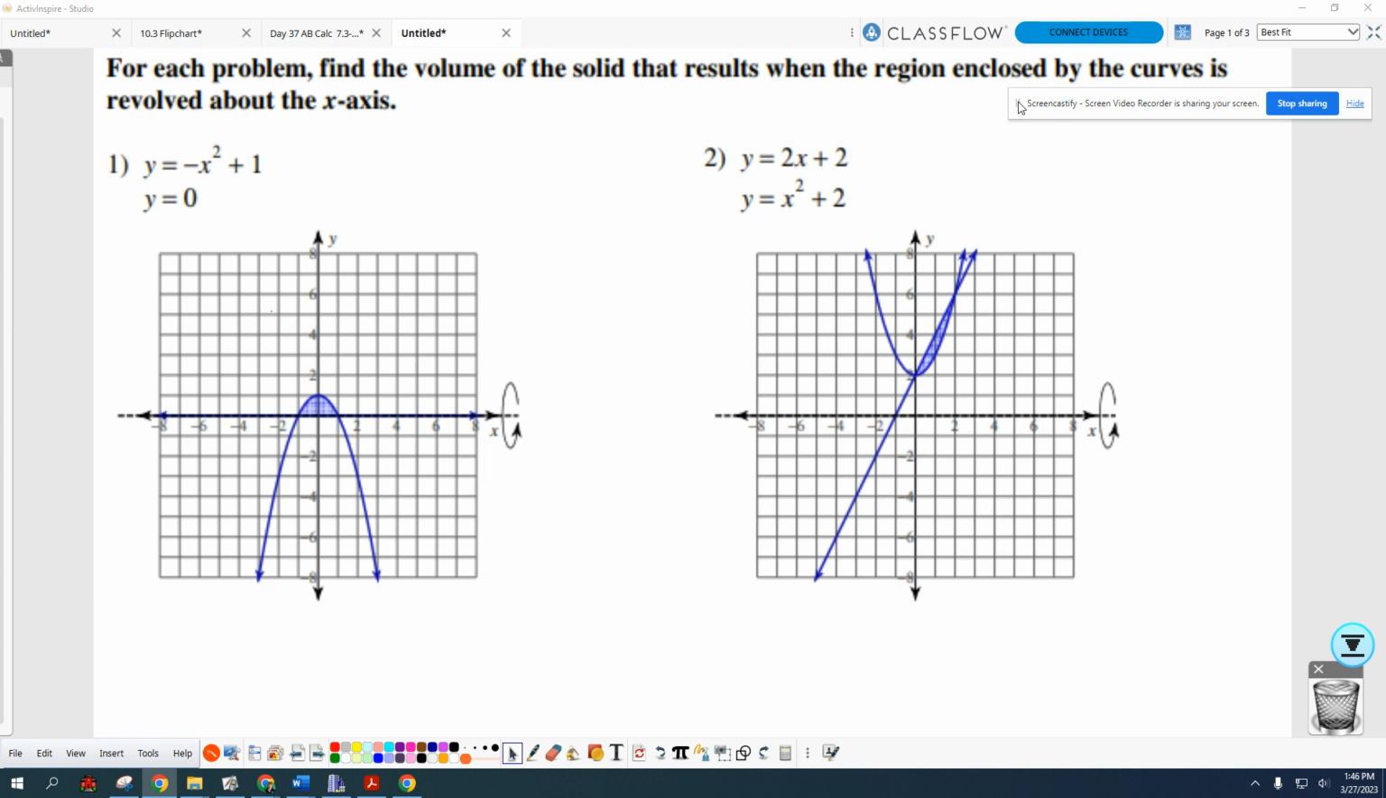Okay, so one, we gave you the graph, that was nice of us. Y equals negative x squared plus 1, so that's the blue curve, and y equals 0. How do you know if it's dy or it's dx? Well, you got to look at it.